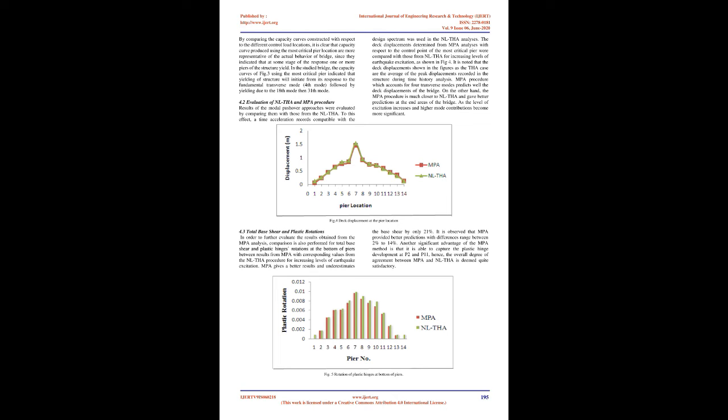In reality, it is only the central pier region that responds elastically in that case, whereas the edge piers do enter the inelastic range. This is due to the form of those higher modal load patterns, which are not critical for the central region of the bridge. By comparing the capacity curves constructed with respect to the different control load locations, it is clear that capacity curves produced using the most critical pier location are more representative of the actual behavior of the bridge, since they indicated that at some stage of the response one or more piers of the structure yield.